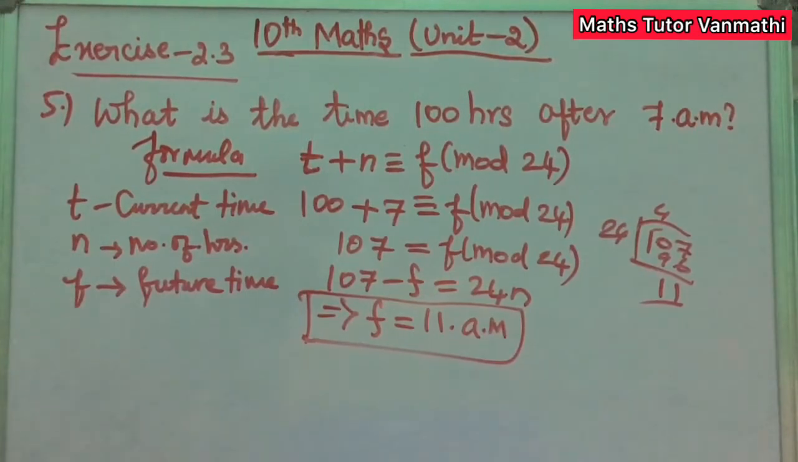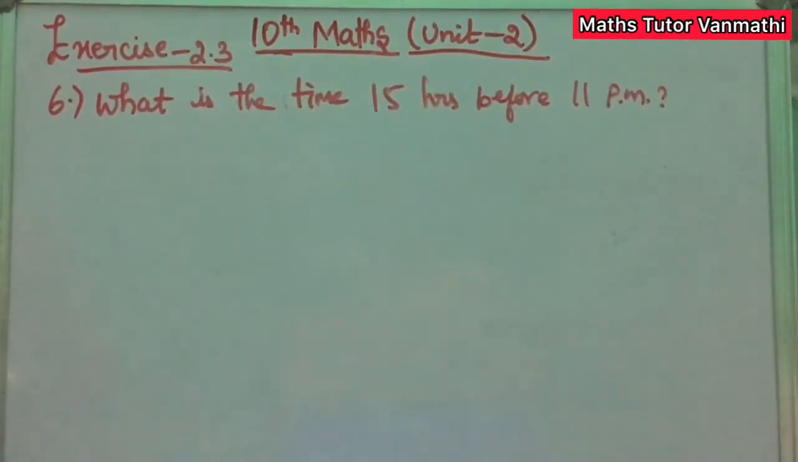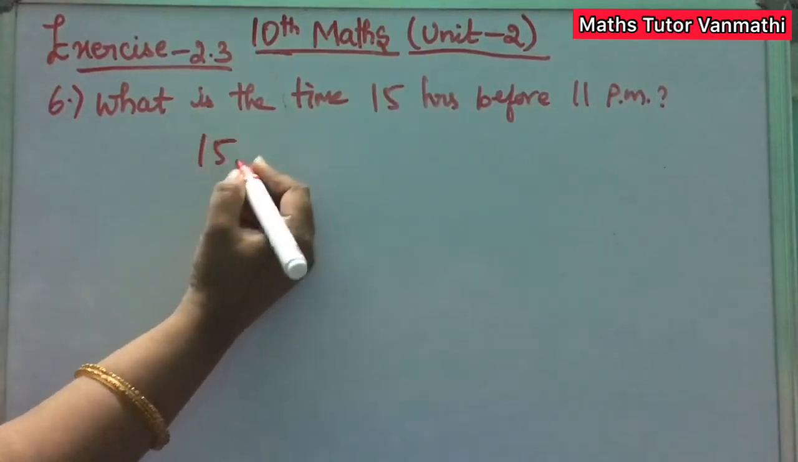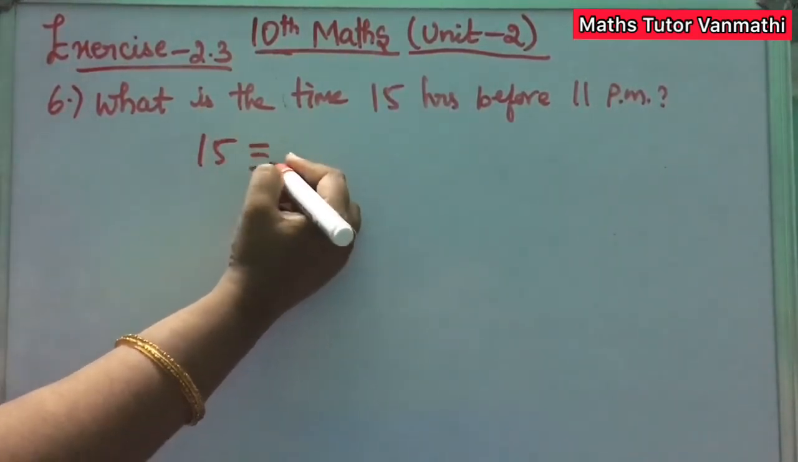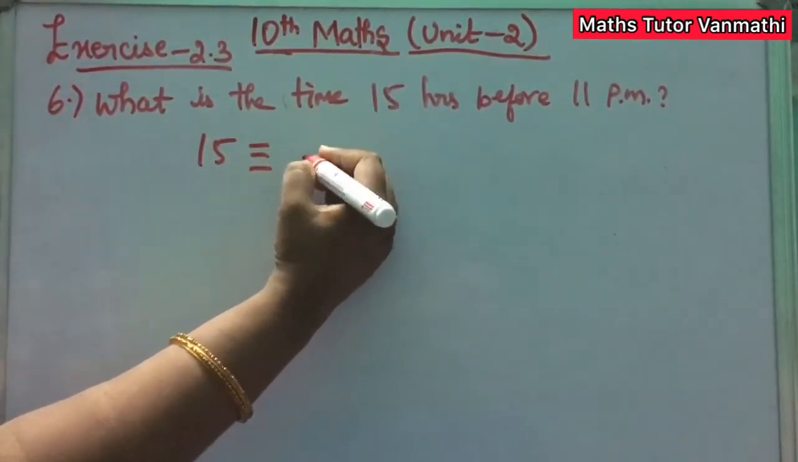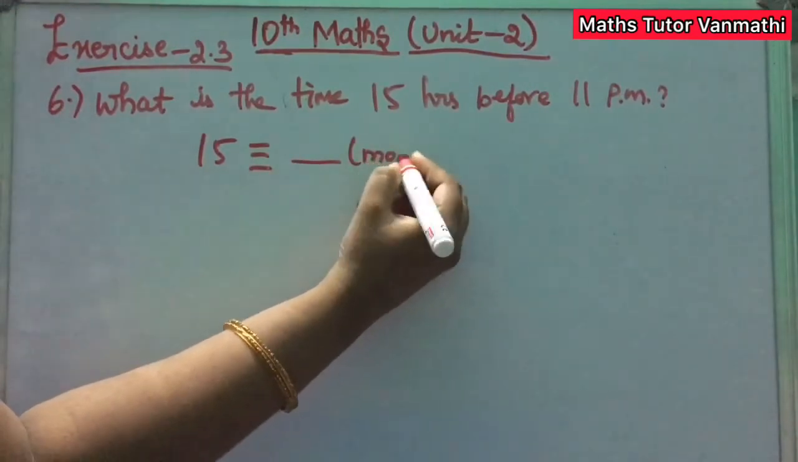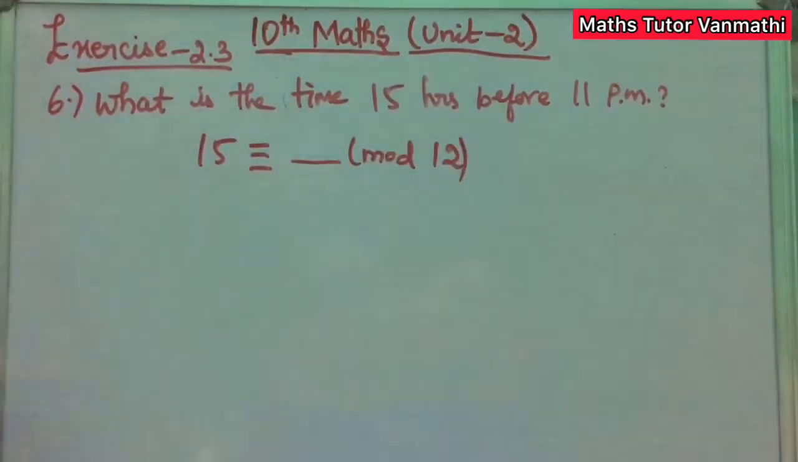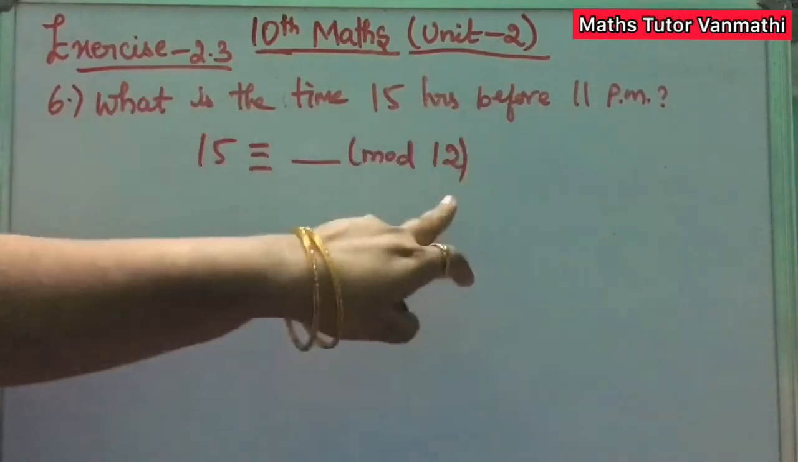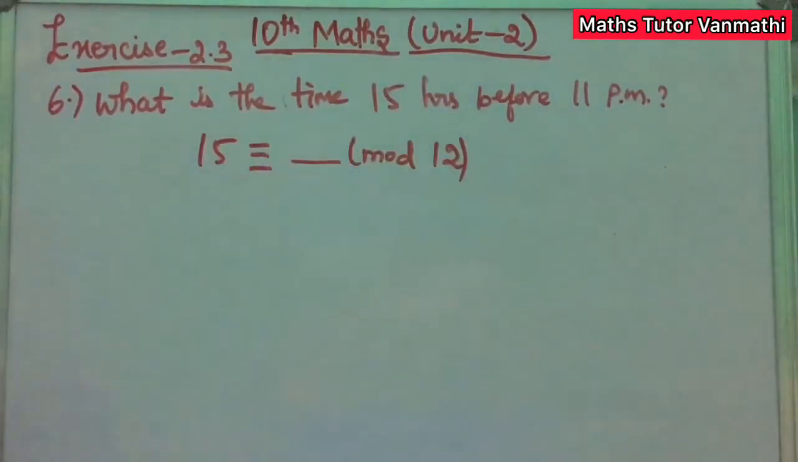problem. What is the time 15 hours before 11 p.m.? This is your sixth problem in exercise 2.3. Okay, this can be written as 15 is congruent to dash mod 12. Okay, before 11 p.m. they are asking, so we are taking 12 hours. Okay, in the previous problem we had taken after, so we took 24 hours. Now we are going to find this value.